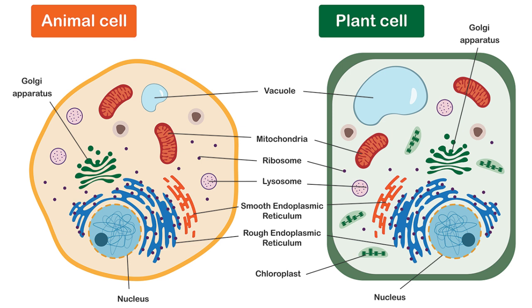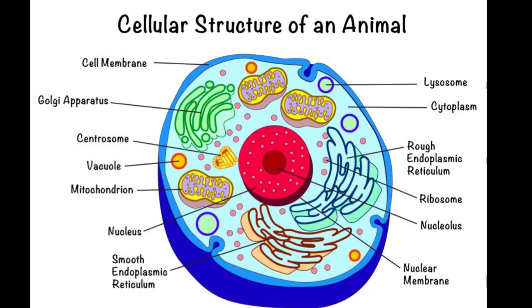Lysosomes. Contains digestive enzymes and is responsible for cellular digestion and recycling. Ribosomes. Site of protein synthesis. Cytoskeleton. Provides structural support and shape to the cell. Cell membrane. Plasma membrane. Separates the cell from its environment and regulates the movement of materials in and out of the cell. Cytoplasm. Cytosol. The jelly-like substance inside the cell membrane where many metabolic reactions take place.